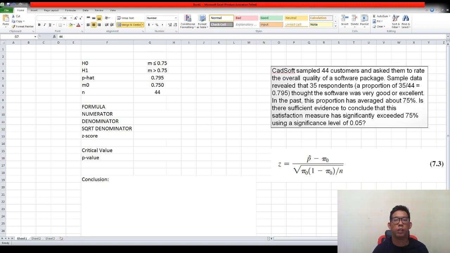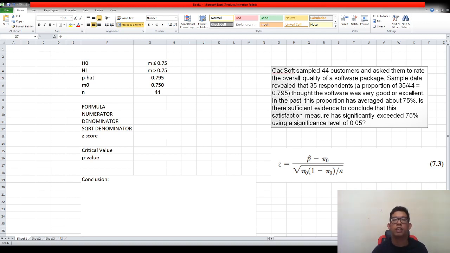So, let us now solve the question of one sample proportion test. In this question, CATSOFT sampled 44 customers and asked them to rate the overall quality of software package. Sample data revealed that 35 respondents thought the software was very good or excellent. In the past, this proportion has averaged about 75%. Is there sufficient evidence to conclude that this satisfaction measure has significantly exceeded 75% using a significance level of 0.05?